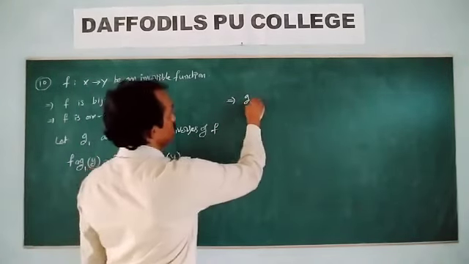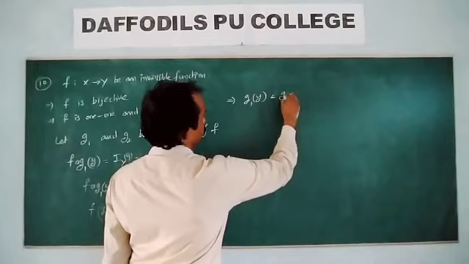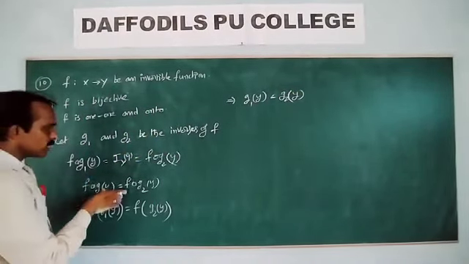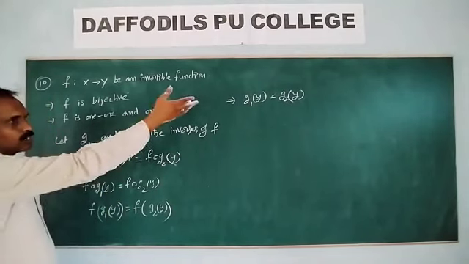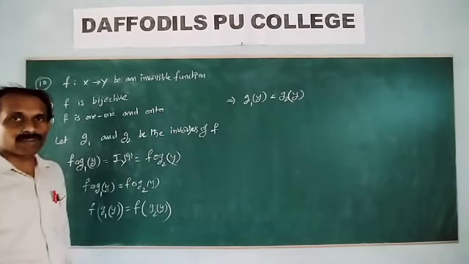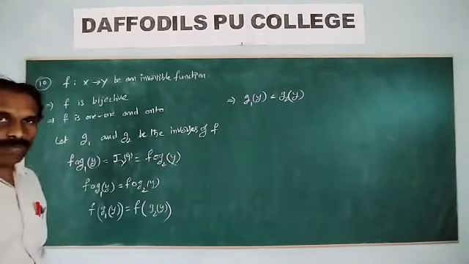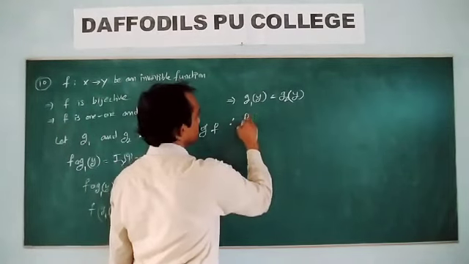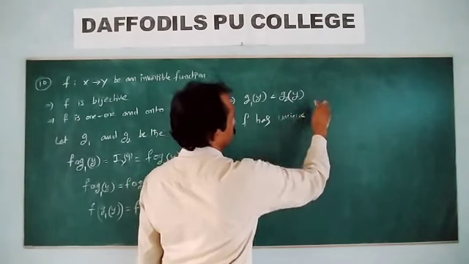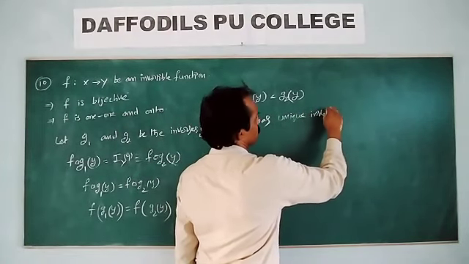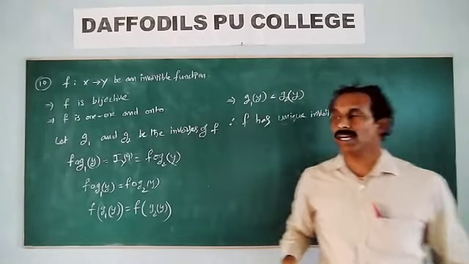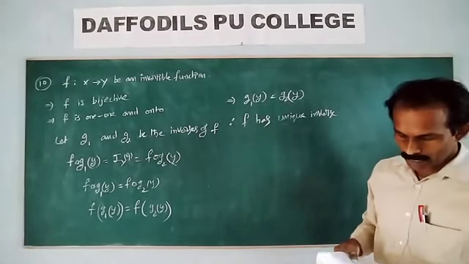That implies g1 of y is equal to g2 of y. Clear? By the concept of invertible function, finally we show g1 of y is equal to g2 of y. What are g1 and g2? g1 and g2 are the inverses of f. Finally they are equal. Equal means therefore f has a unique inverse. This is the showing.